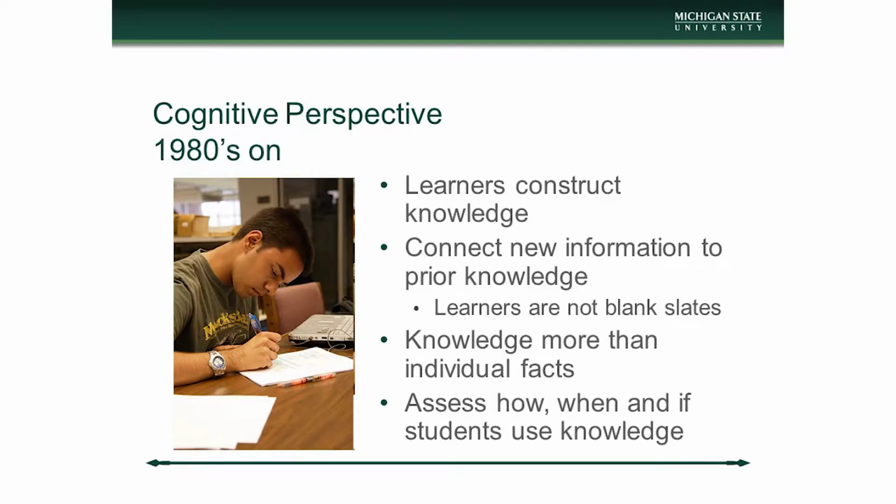All right. In the 1980s, again without going into a lot of detail, there were a lot of issues with the behaviorist perspective: it wasn't able to explain a number of things about human cognition in particular. And so the cognitive perspective started in the 1980s. The idea here is that learners construct their own knowledge, and they do that by connecting new knowledge to prior information, because they're not blank slates.